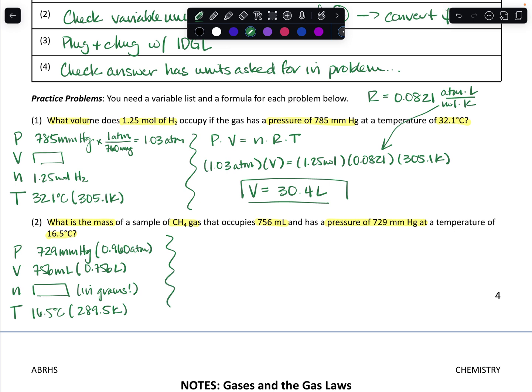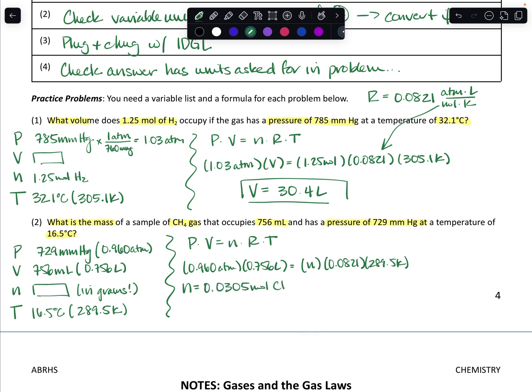All right, so I've done my conversions. I have my formula. I'm going to put my pressure value in, 0.960 atmospheres, 0.756 liters. Amount is my unknown, 0.0821 for R, 289.5 Kelvin. Everything's in there. I'm going to solve for N, and I'm going to find I have 0.0305 moles of CH4, which is great except the answer is asked for in grams.